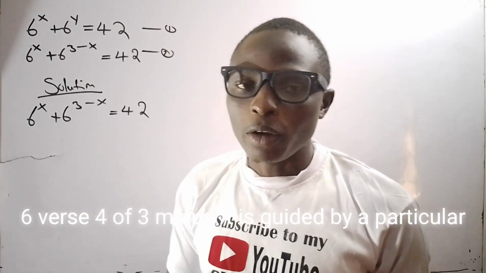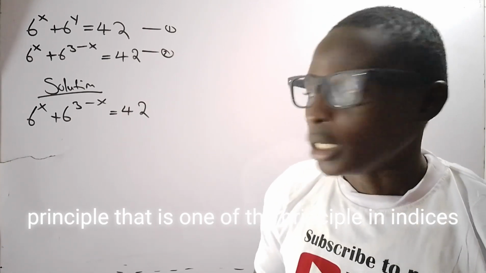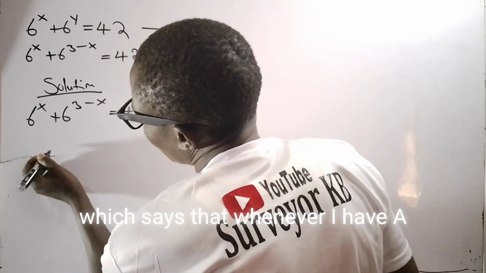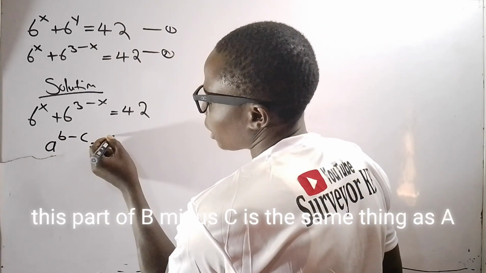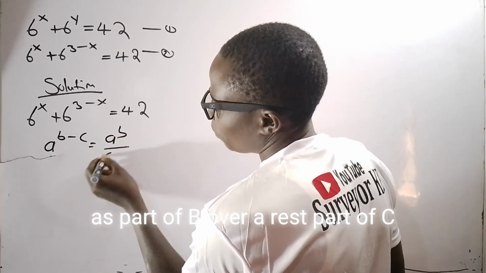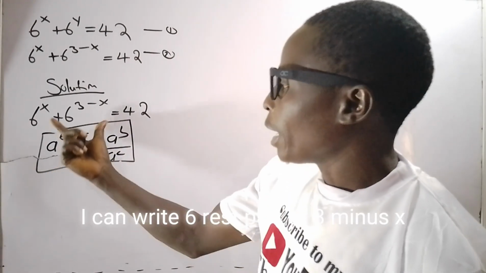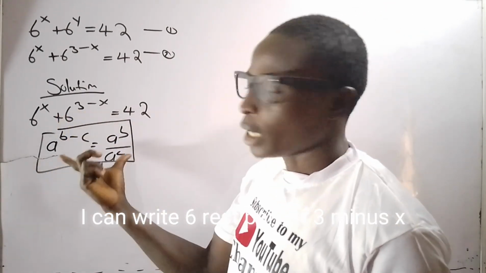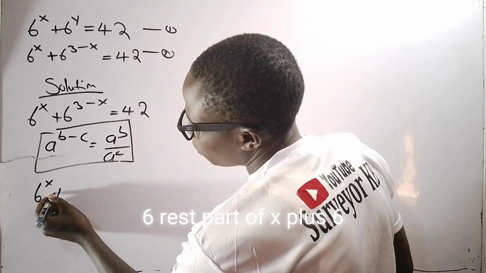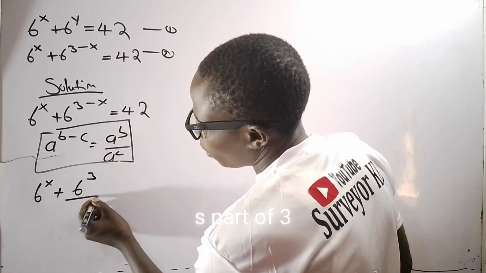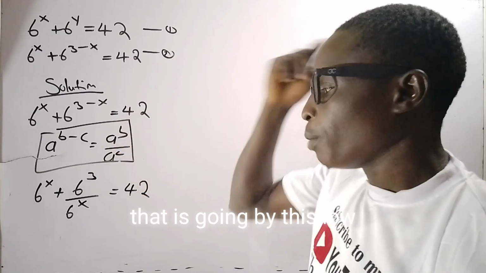6 raised to the power of 3 minus x is guided by a particular principle, one of the principles in indices, which says that whenever I have a raised to the power of b minus c, it's the same thing as a raised to the power of b over a raised to the power of c. So going by this, I can rewrite 6 raised to the power of 3 minus x based on this format. That means I will have something like this: 6 raised to the power of x plus 6 raised to the power of 3 all over 6 raised to the power of x is equal to 42. That is going by this law.